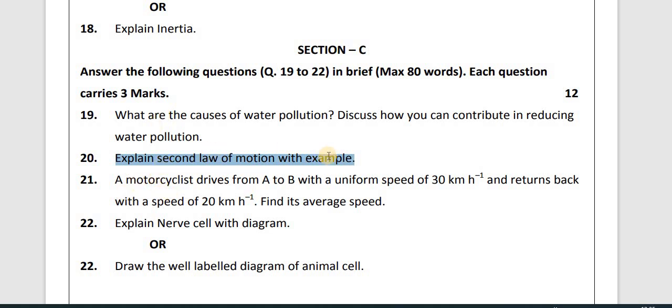Explain the second law of motion with an example. Here we have to write down the second law as well as explain an example related to the second law of motion. Let's see the answer in detail.